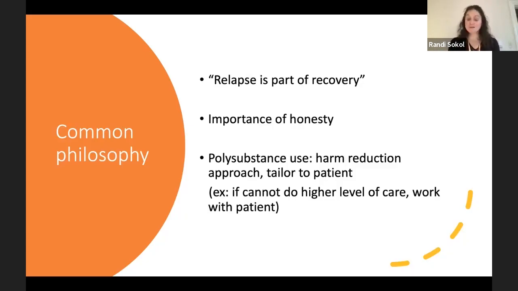And we also recognize people may be using other things, like if they're using cocaine, the Suboxone isn't going to help their cocaine use disorder. So, what we do is we take a harm reduction approach, meaning keep you on your Suboxone. And then if you're still using other things, how can we support you in other ways so that you are in recovery and are able to accomplish the things you want in your life?